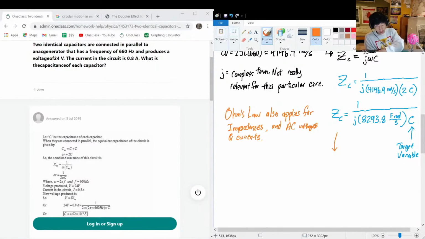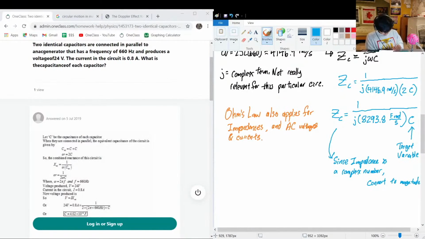since, oops, I'll switch back to blue because that's more related to that. Since impedance is a complex number, convert to magnitude. Now the magnitude, you would do real squared plus imaginary squared, all under the root. It's definitely got the same type of energy as good old Pythagoras. But since we just have the imaginary part, the j is what's associated with the imaginary part. Whoever has a j factor attached to them, that's an imaginary term.